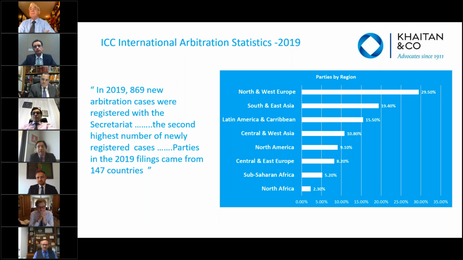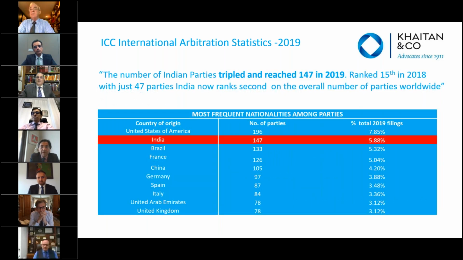So really the topic of this webinar is what Indian companies need to know about international arbitration. In 2019, there were as many as 870 new cases registered with the ICC system. And the cases arising from Southeast Asia were as high as 20%. India figures very prominently amongst the nationalities that are being represented within the ICC system. You can see approximately in 147 cases, you had Indian domiciled parties participating, second only to the United States.